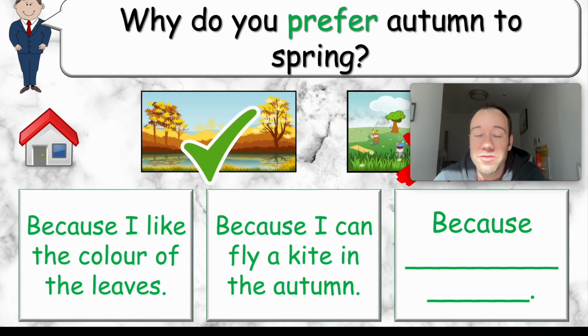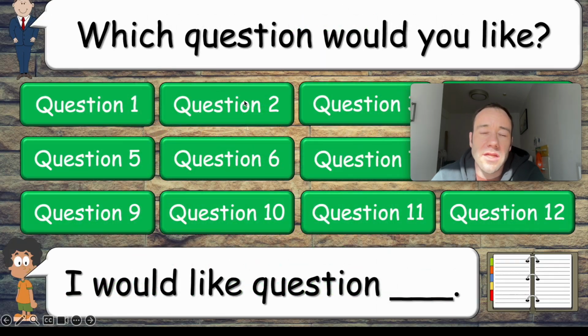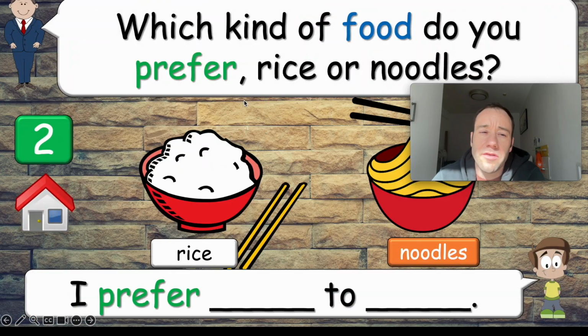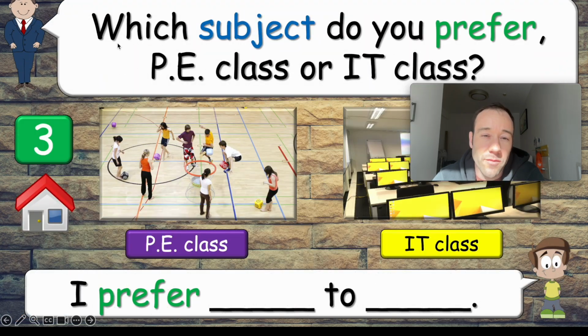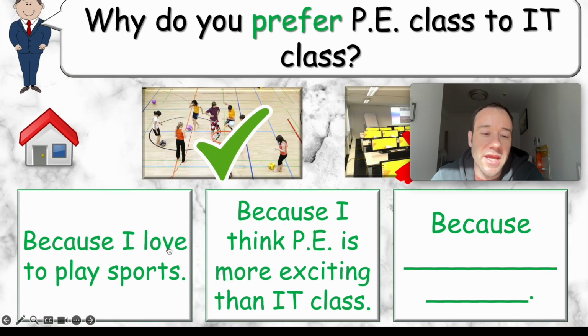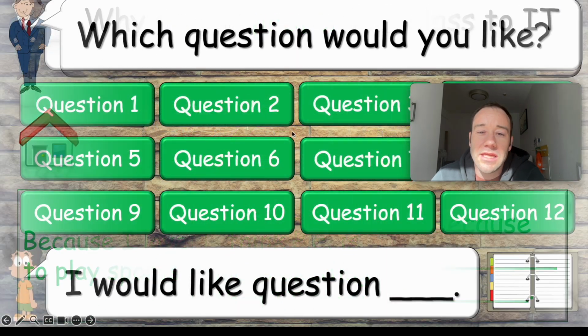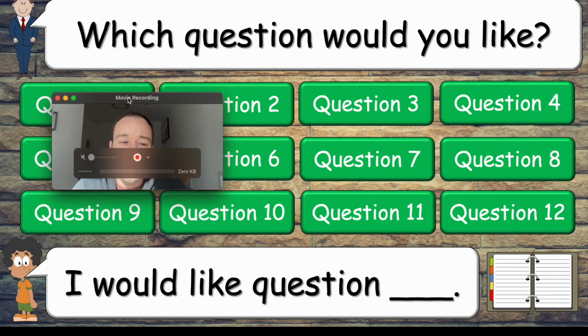Why do you prefer autumn to spring? Because I like the color of the leaves. Because I can fly a kite in the autumn, or whatever. Okay. Did I do question 2 yet? Remember? Okay, yeah, it's rice and noodles. Question 3. Which subject do you prefer? PE class or IT class? Once again, there's different answers here. Let's move myself so you can see.